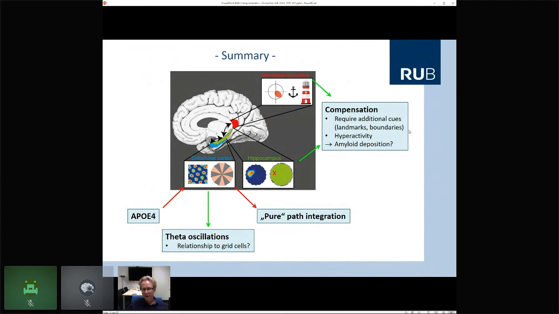We also found, and I showed that in the first study, that this compensatory recruitment of these areas is related to hyperactivity, and there's some evidence that a sustained hyperactivity across many years, across the lifetime, may then lead to amyloid deposition, so actually may be causally relevant for the further development of Alzheimer's pathology and then to the spread of neurodegeneration from the entorhinal cortex to other areas in the brain.